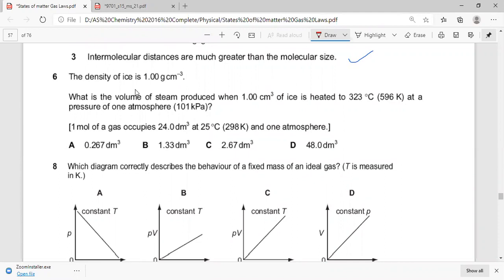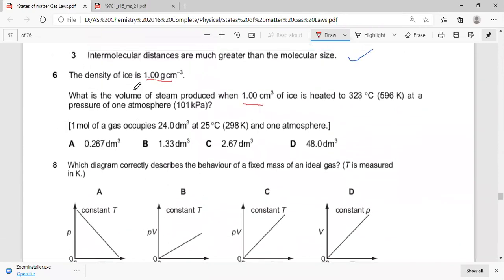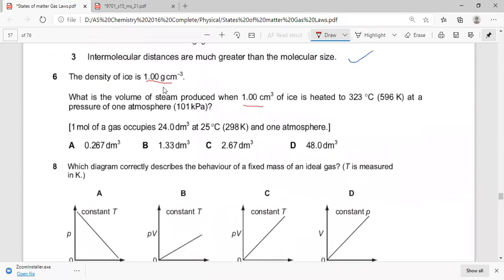So here, the density of ice is 1 gram per cm cubed. What volume of steam is produced when 1 cm cubed of the ice is heated? Of course, you can look at it this way. I'm going to just do it here. You can put the container, always draw a diagram. So let's say this would be the gauge here.